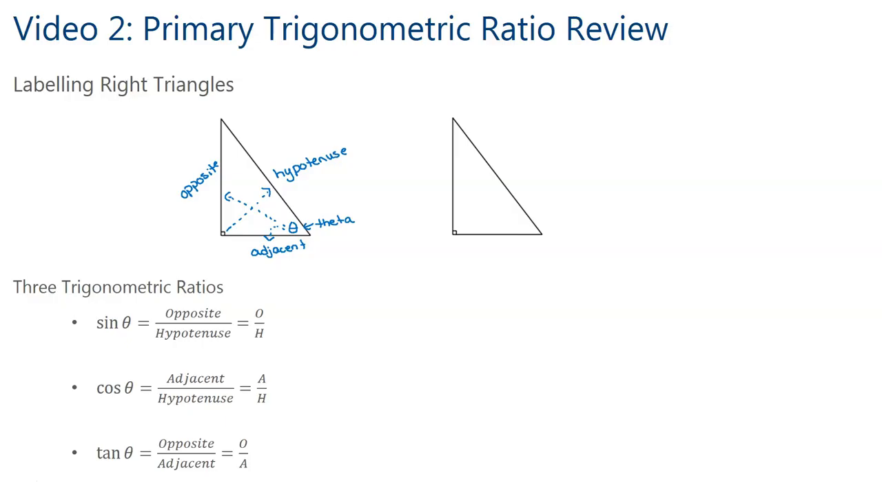Now the hypotenuse is always going to be across from the 90, but the opposite and adjacent are going to change relative to the angle. So for example, if theta is up here, this side will still be the hypotenuse, because that's across from the 90. But now the opposite moves down here, and the adjacent moves here.